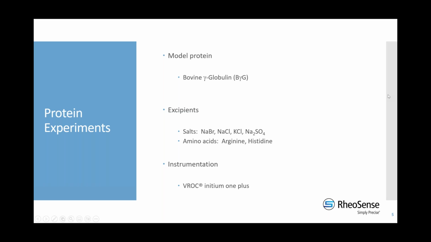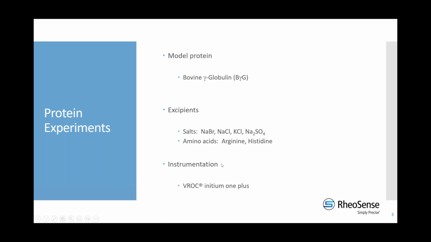So just to get an overview of what we're going to share when it comes to the protein data, we're going to look at model protein data. So we had bovine gamma globulin, or BGG, and we introduced two main classes of the excipients because, depending on which particular literature you look at, they seem to act in a slightly different way potentially. So we're going to look at introducing different types of salts and also introducing individual amino acids. Some of the most common ones are arginine and histidine.